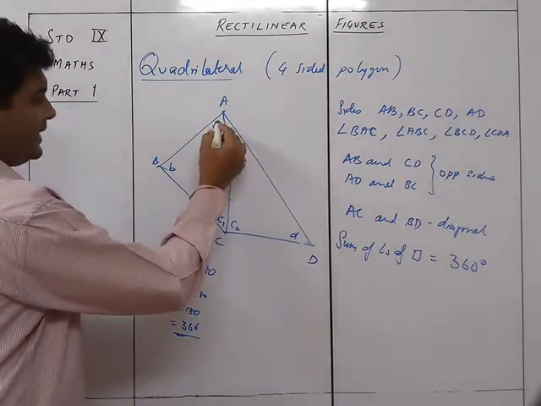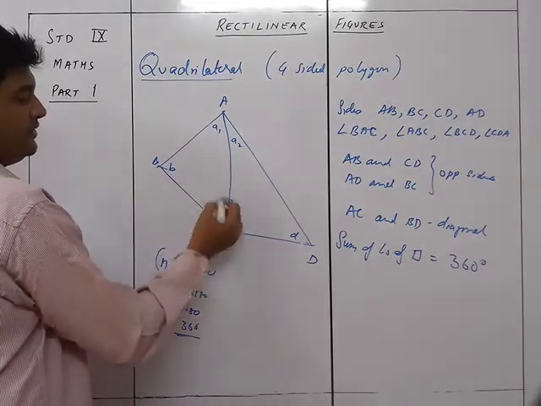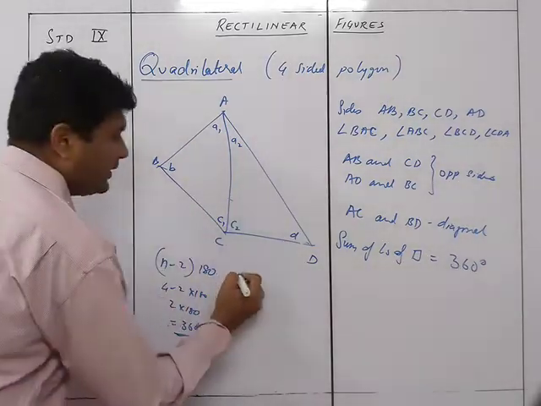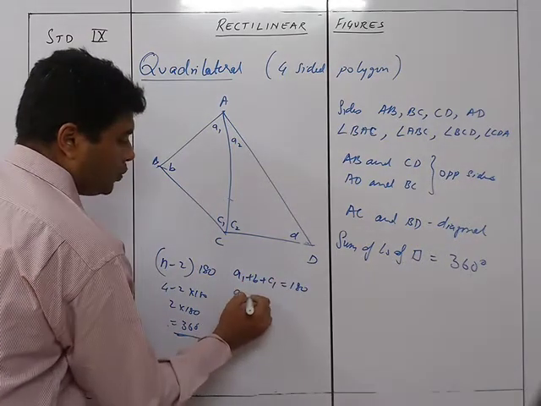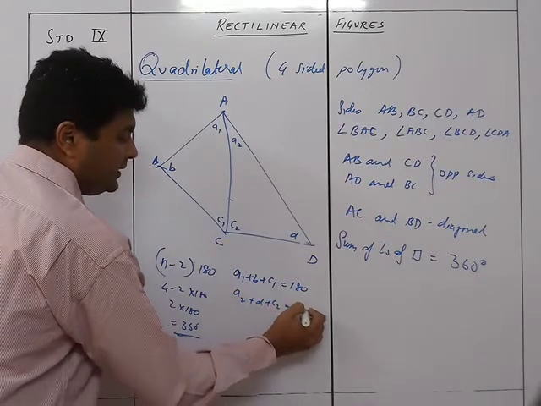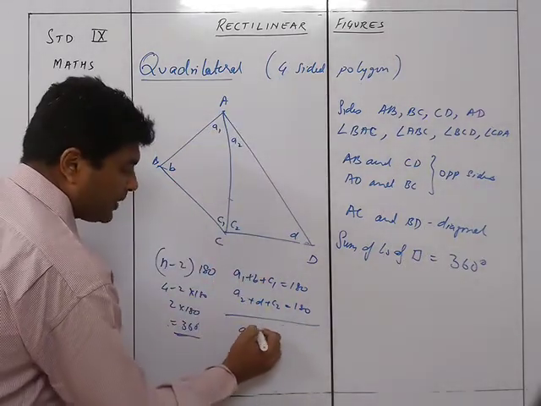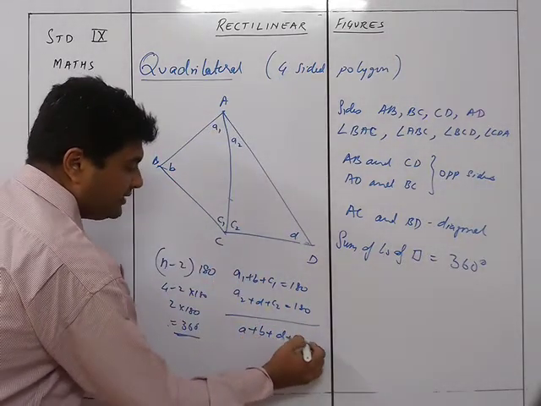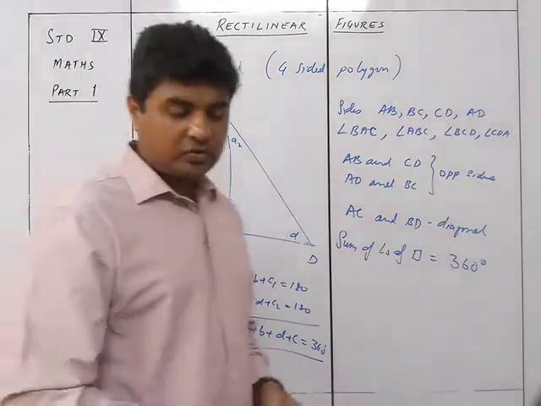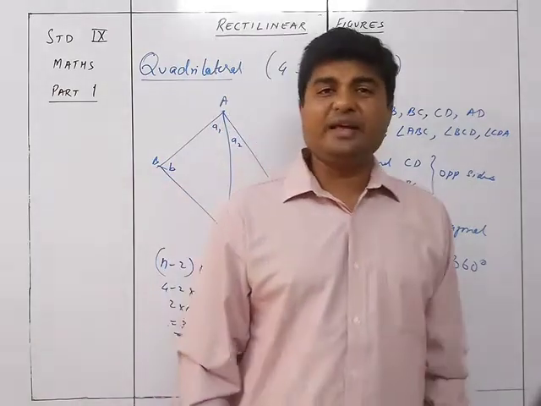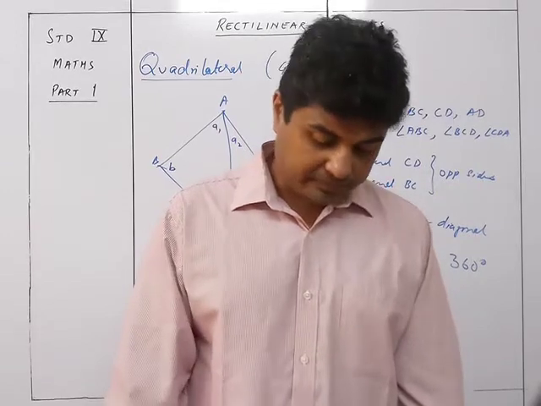So I know that in triangle ABC, A1 plus B plus C1 is equal to 180 degrees. And another thing is A2 plus D plus C2 is equal to 180. If I add this up, A1 plus A2 is nothing but A, so that will be A plus B plus C plus D is equal to 360 degrees. So that's how you can prove it, otherwise this formula is already there. This tells me that the sum of the interior angles of a quadrilateral is 360 degrees.